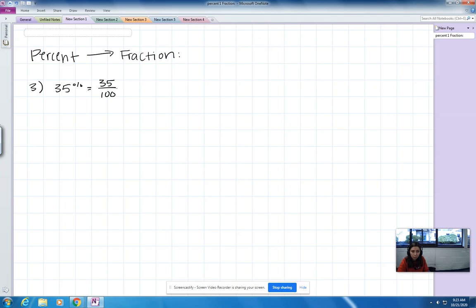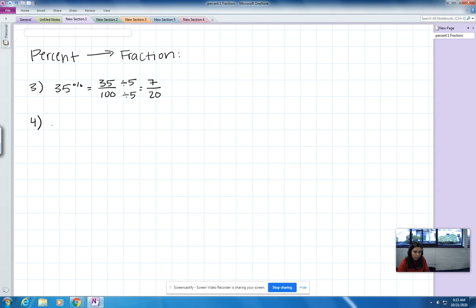The biggest thing that goes into both 35 and 100 is 5. So I divide both by 5. 35 divided by 5 is 7. 100 divided by 5 is 20. And I no longer have any common factors. Nothing goes into both 7 and 20 besides 1. So my fraction is simplified. And I know that 35% is the same as 7/20.